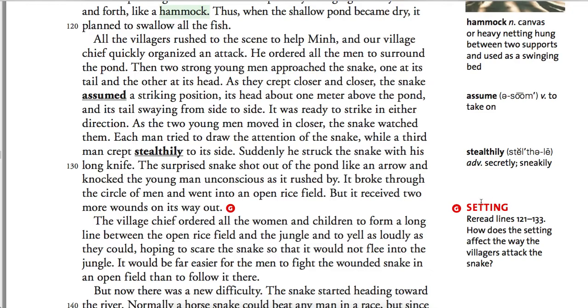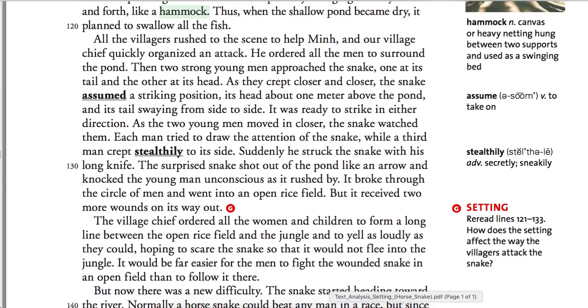Let's pause for a moment, come to the side, to the margin, setting. So you're going to reread lines 121 to 133. Answer this question: How does the setting affect the way the villagers attack the snake? So in order to answer that question, you need to analyze the setting.